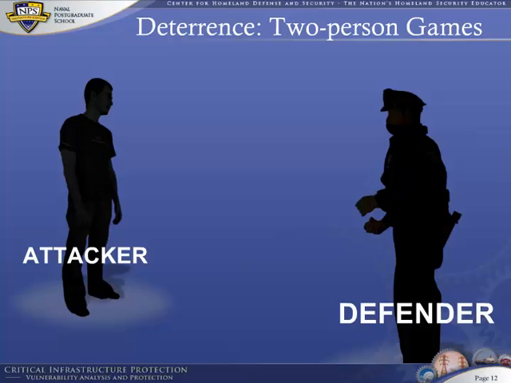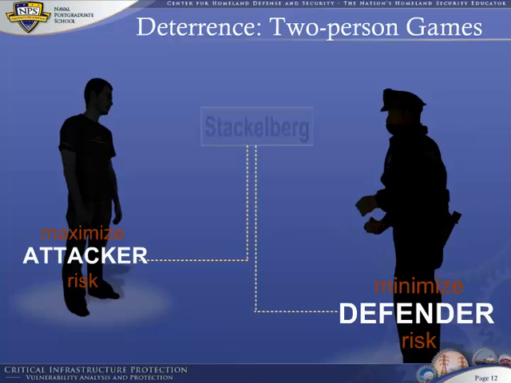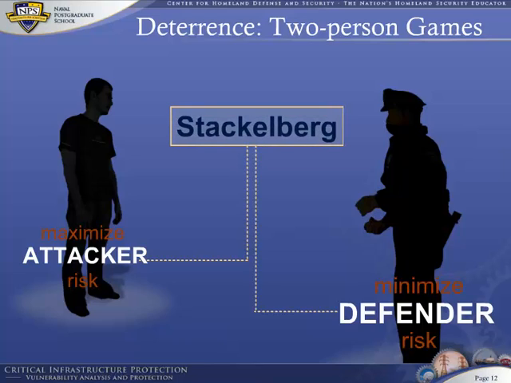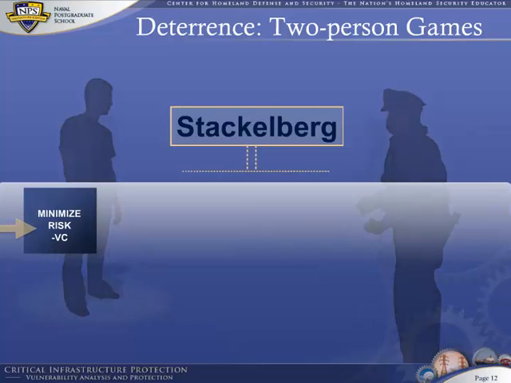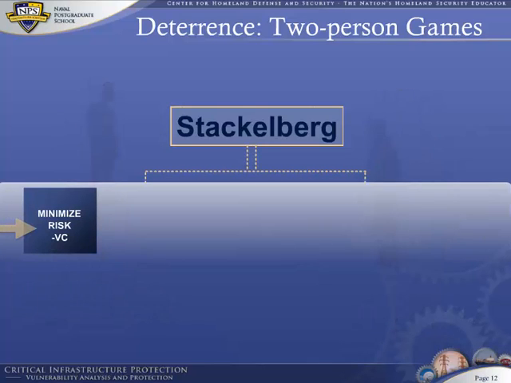The game works like this. The defender tries to minimize the risk and the attacker tries to maximize risk. This concept is called a Stackelberg game, named after German economist Heinrich Stackelberg, who was the first person to study the idea of competing players. The boxes shown here sketch out how a Stackelberg game is played.